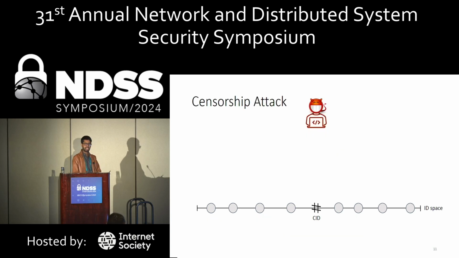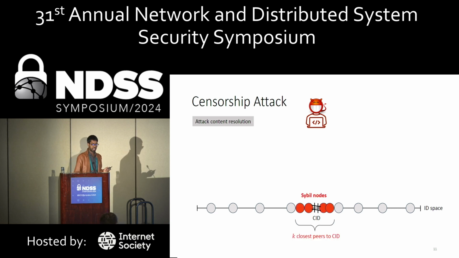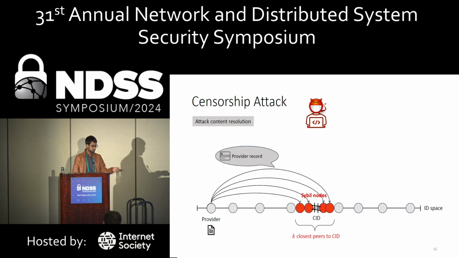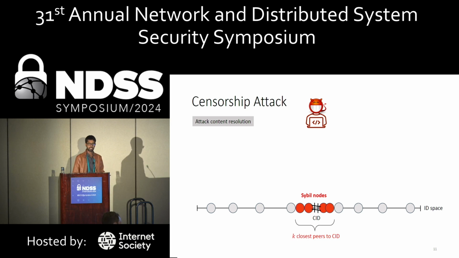So now let's look at how the attack works. The attack is going to target exactly this content resolution mechanism that I described. Notice that in this resolution process, even though it's a peer-to-peer system, the job of giving you the provider record is controlled entirely by the k closest peers to the CID. So what the attacker has to do is only launch k nodes whose peer IDs lie very close to the content ID, so that the k closest peers are controlled entirely by the adversary. We call these Sybil nodes because the adversary can just launch them.